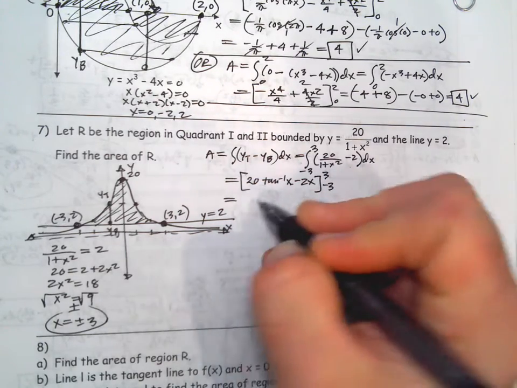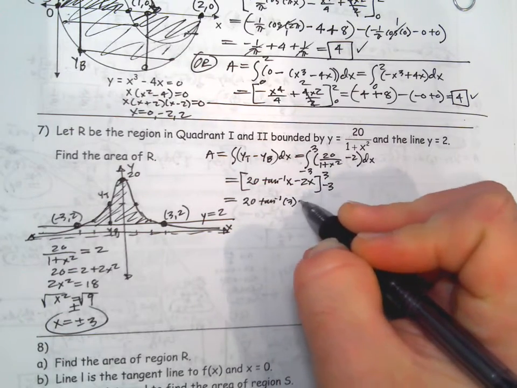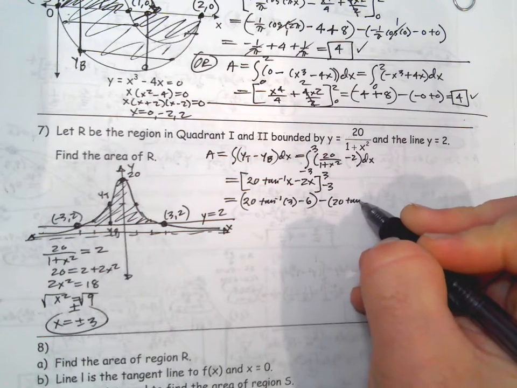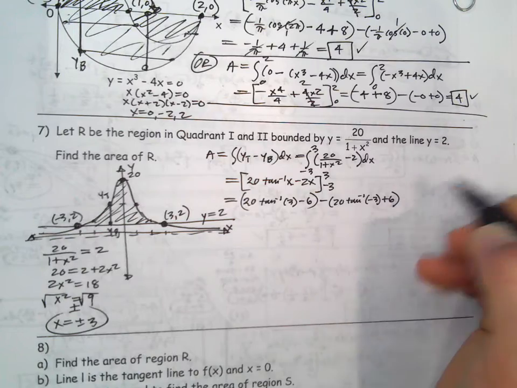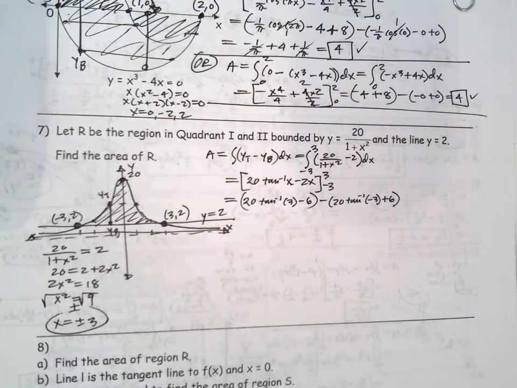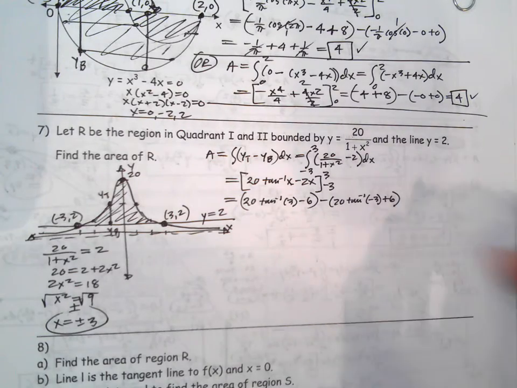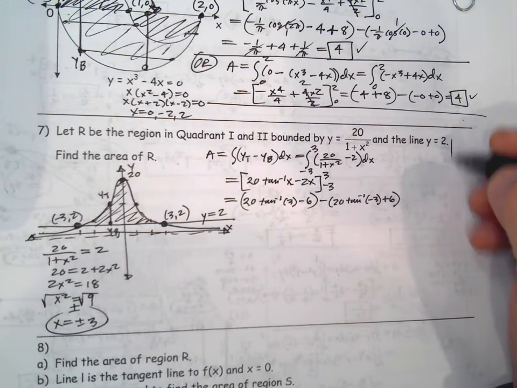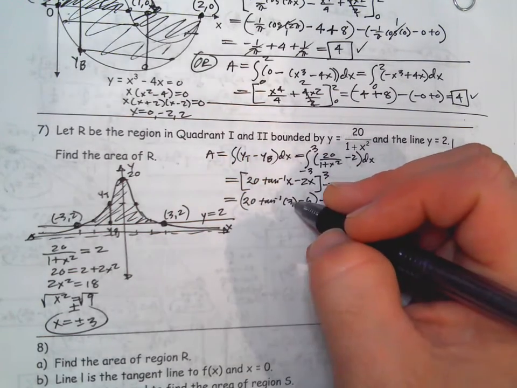And then we would plug 3 in. So it's going to be 20 inverse tangent of (3) minus 6 minus 20 inverse tangent of (-3) plus 6. And then just to help you figure it out, if you're looking at inverse tangent, it's saying, what angle would you get when you plug in?